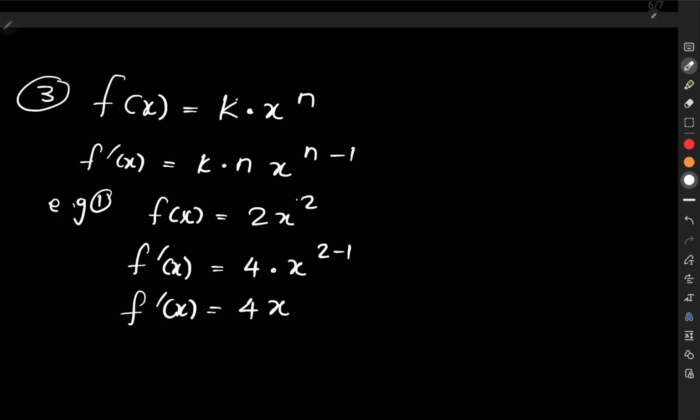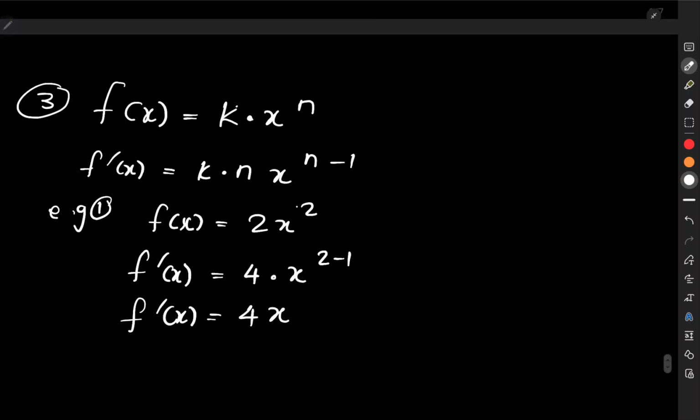As I said, this law is basically the same as the second law. It's just that in this case, the coefficient of x is not 1. It's k, a bigger value. So that is the third law.